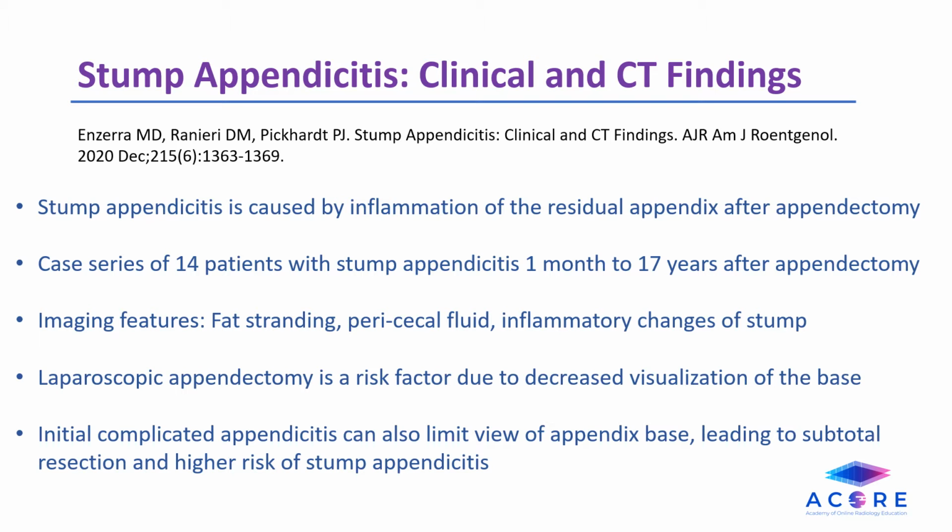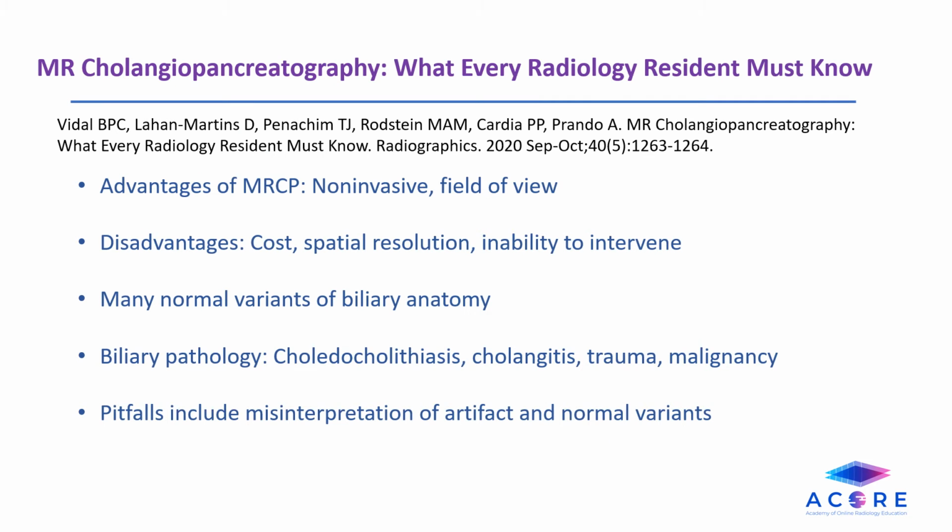The article suggests initial laparoscopic appendectomy is a risk factor for stump appendicitis, as laparoscopic technique leads to a decreased field of view, which can make it difficult to visualize the appendiceal base. Additionally, if the initial appendicitis was complicated by perforation, necrosis, or abscess, visualization of the appendix base becomes more challenging and can lead to subtotal resection with a higher risk of stump appendicitis.